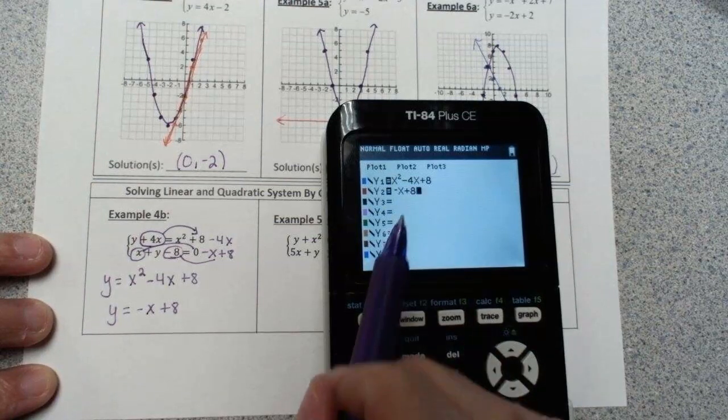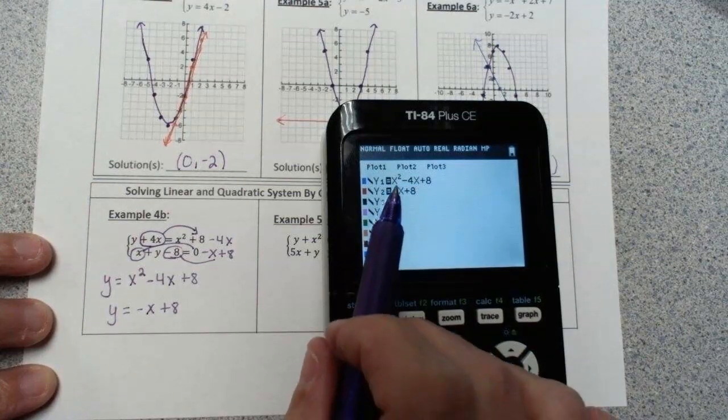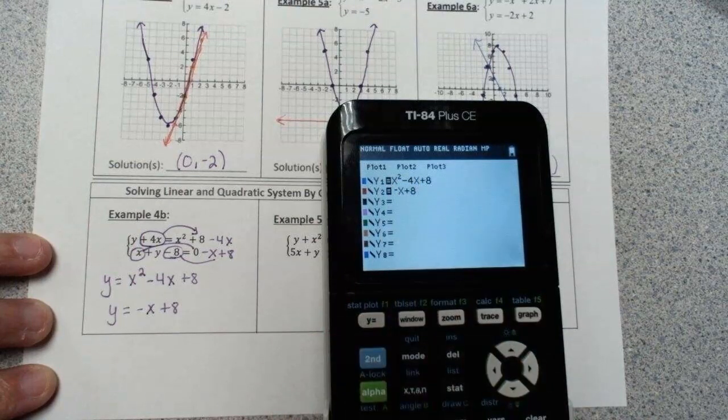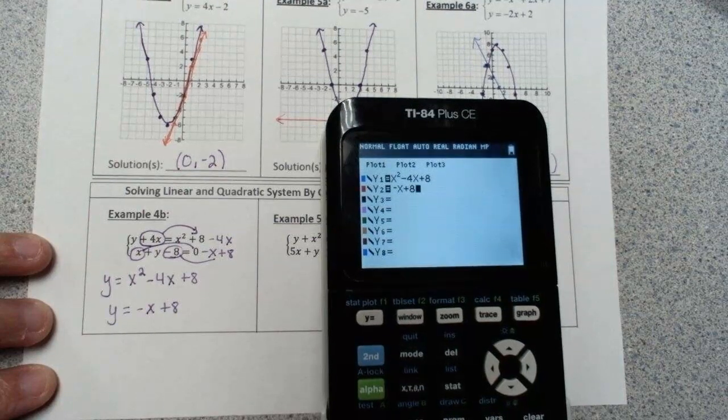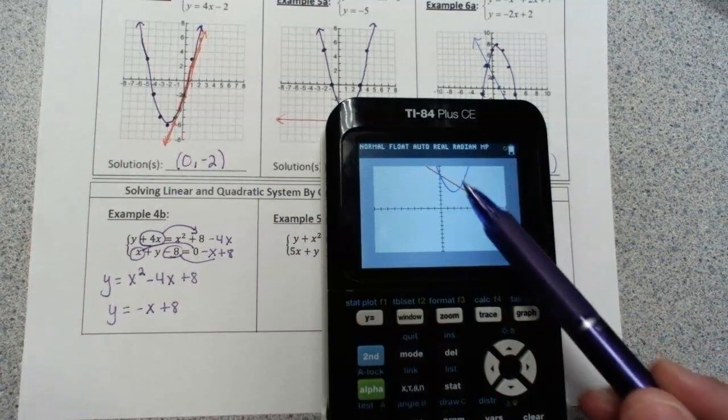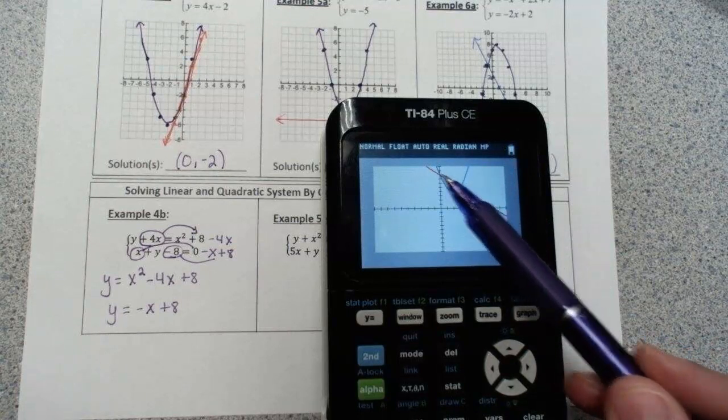Make sure right here that you put negative and not the minus sign. If it's between two terms, you use the minus sign. If it's at the beginning, you got to make sure you use the negative. All right, so we're going to hit graph. And there's our line, our quadratic. And there, so we see that it crosses twice.